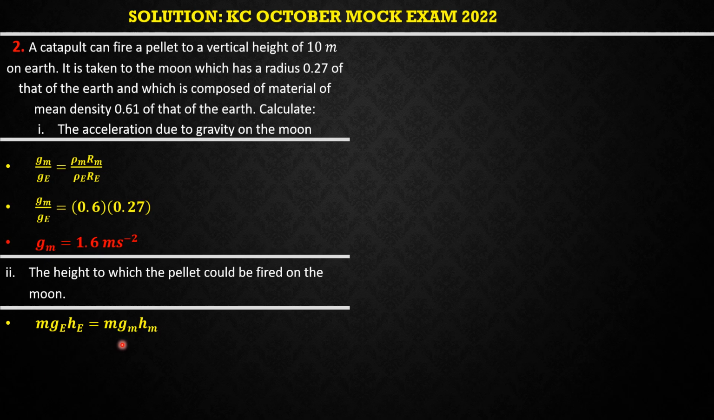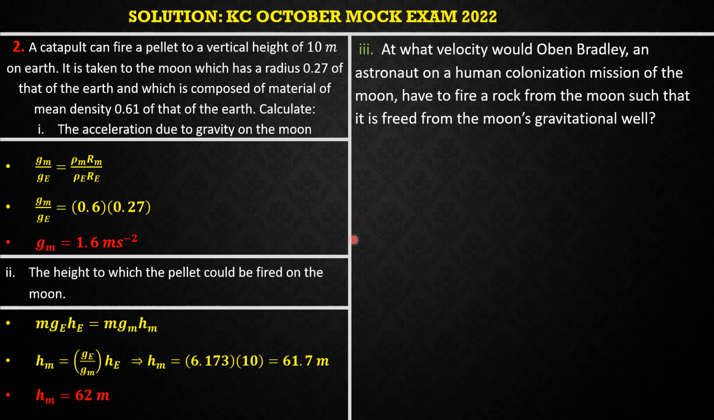So that entire kinetic energy on the surface of the Earth is converted to potential energy at its maximum height. Again, on the surface of the moon, the entirety of the initial kinetic energy is converted to the potential energy at its maximum height. So we can use this conversion and cancel out the masses, and then make the height on the moon the subject of the formula, and get the height on the moon as 62 meters, in two significant figures.